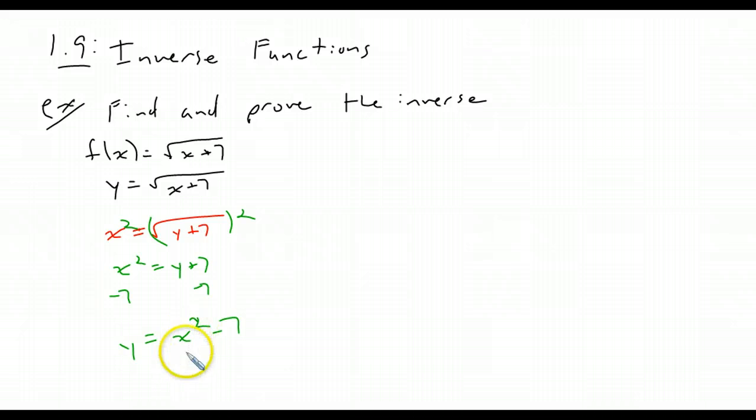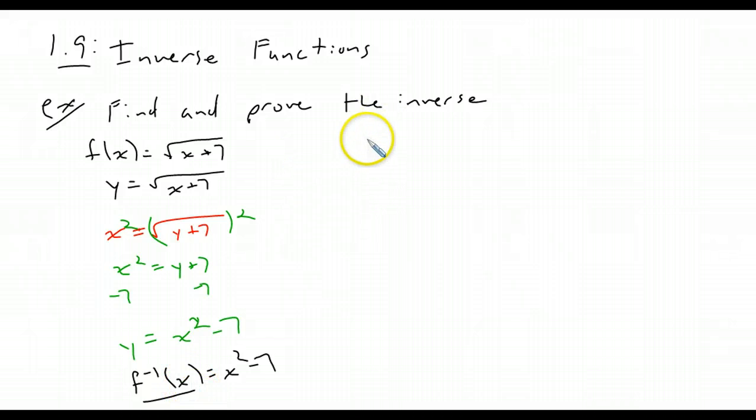Now here's the thing you have to be careful with. We have to use our correct notation. So instead of y, I actually have to say that this is f inverse of x equals x squared minus 7. It is not correct unless you have this f inverse, because this tells us that it is related to our original function and that it is actually the inverse function of this thing.